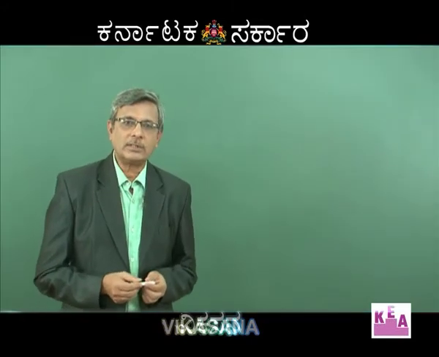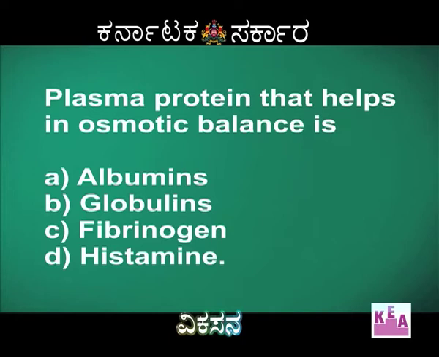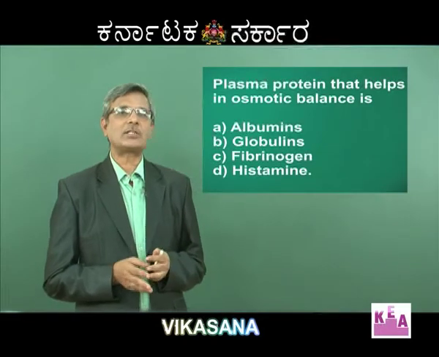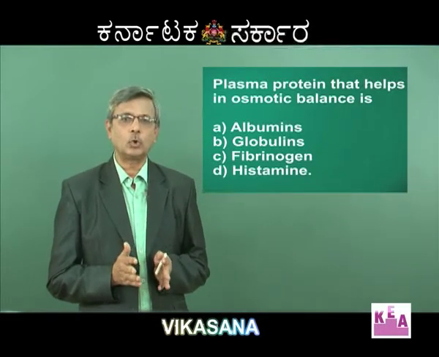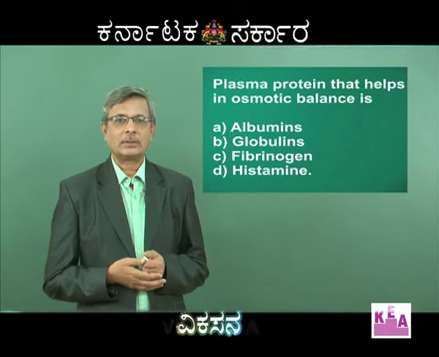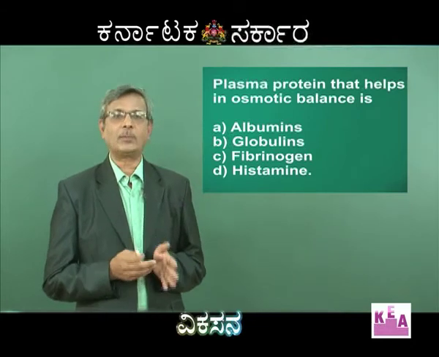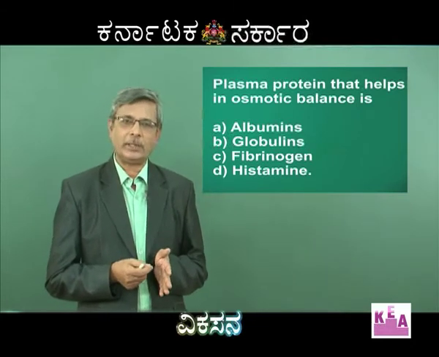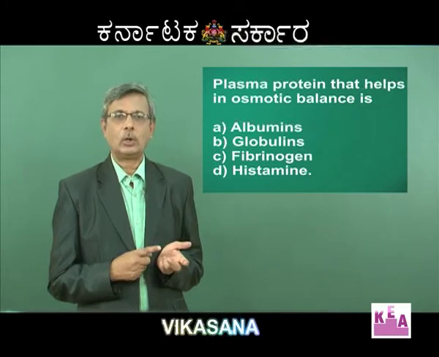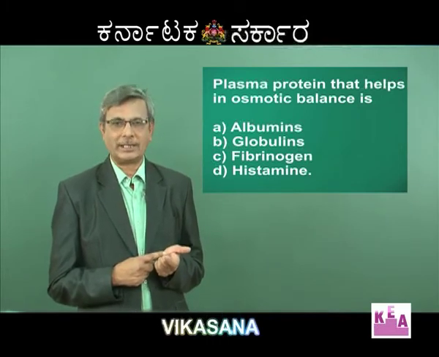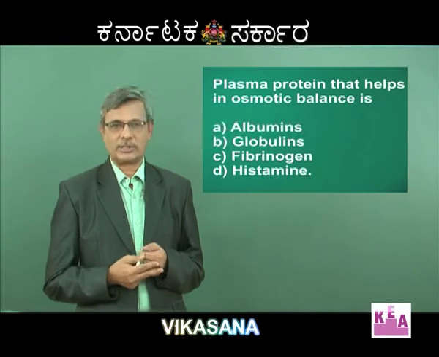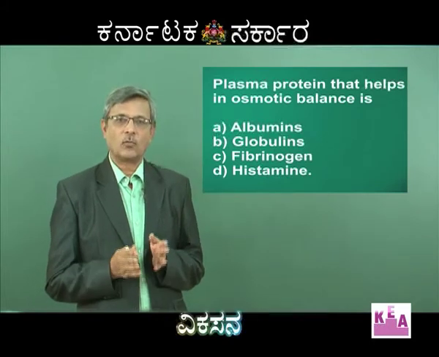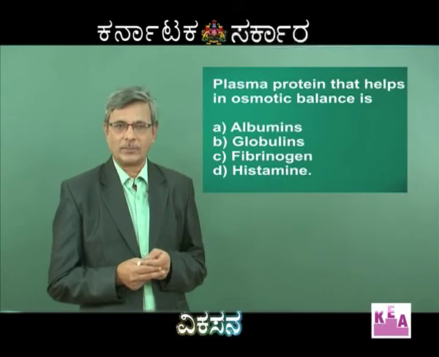The question is plasma proteins that help in osmotic balance. When we talk about blood tissue, we classify the blood tissue into two major components. One is formed elements represented by erythrocytes, leukocytes and platelets, which are also called thrombocytes. The second one is the fluid component called plasma.